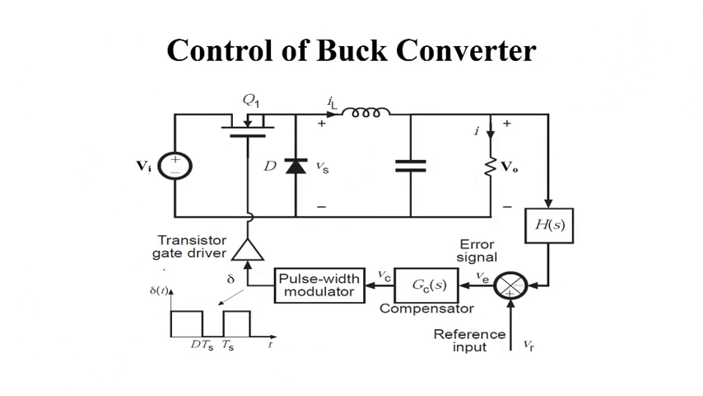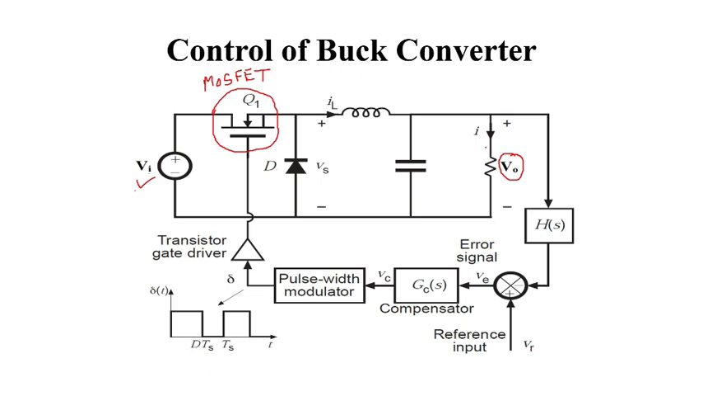Let's discuss more about how we can control the output voltage. This is the buck converter. Input side we have applied the Vi. This is our switch. This Q1 is your MOSFET acting as a switch. We have applied a DC voltage here Vi, and this is our output voltage V0.